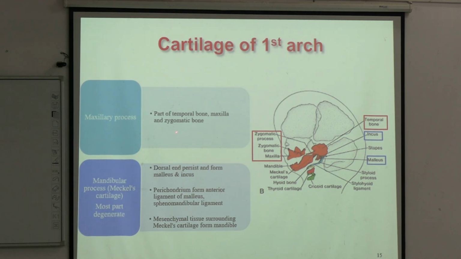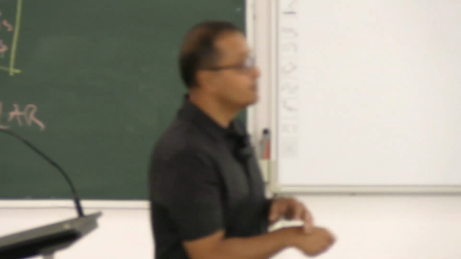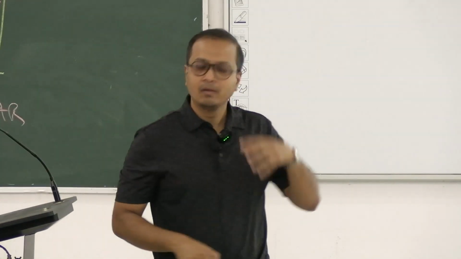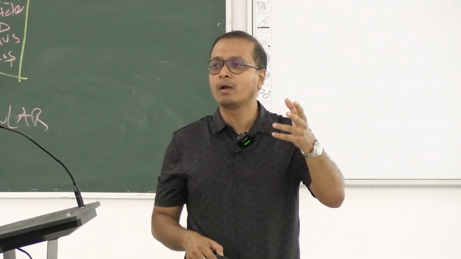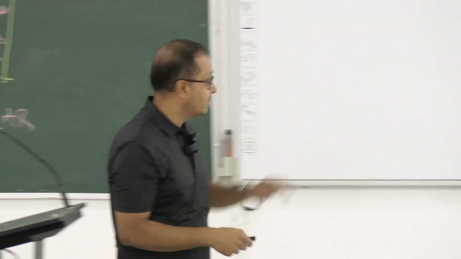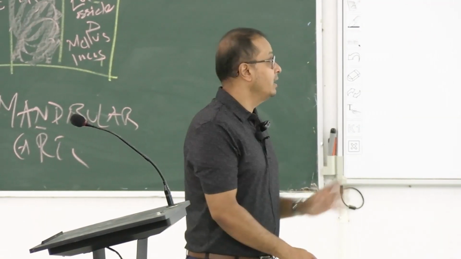The maxillary process forms the maxilla, the zygomatic bone, and a little bit of the squamous part of the temporal bone. This is not as important, I would say, as the mandibular process, also known as Meckel's cartilage, which is super important. So emphasize and memorize this. If you have enough space left in your brain, then learn about the maxillary process. This is about the cartilage fate of the first pharyngeal arch. It is a difficult thing in this region.